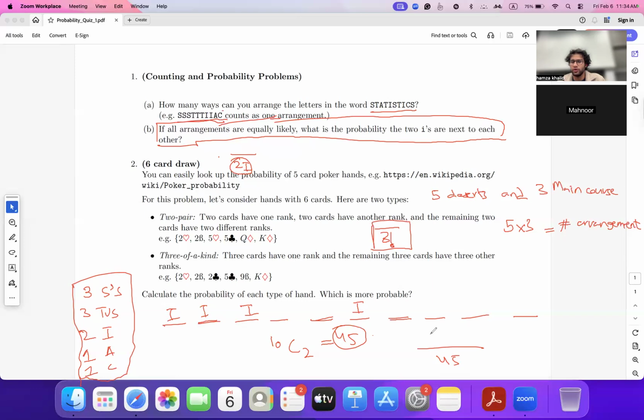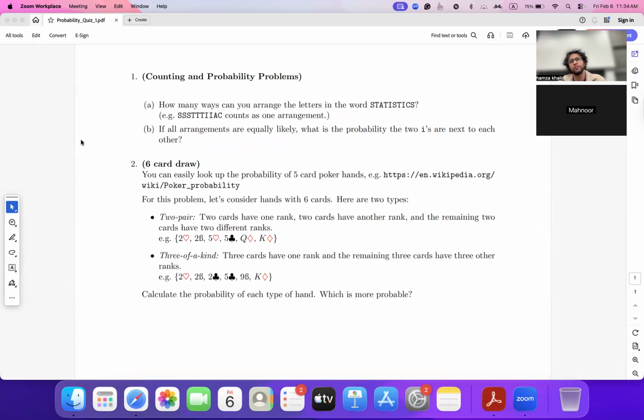And now the numerator, I want to ensure that my I's are next to each other. So what are the number of possible ways? Well, they can be here first, like this, like this, like this, and so forth. And there will be 9. This would give you 1 over 5, exactly as before. Make sense? Yes. Okay, good. Now, how about you attempt question number 2?